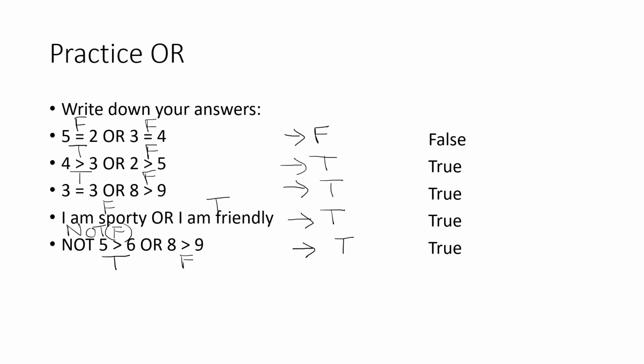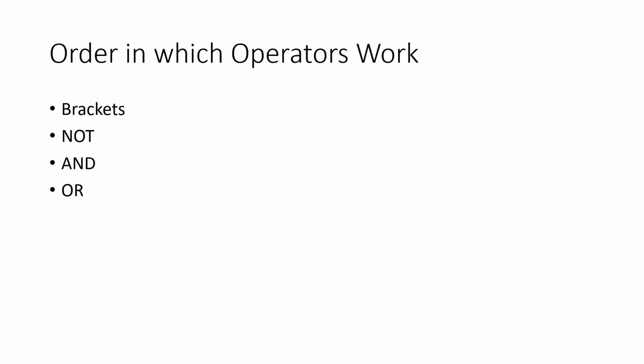And let's carry on. Here is the order in which operators work. You know that in arithmetic you've got your BODMAS. That's how you remember the order of operations. Here you've just got to remember it goes to brackets. Brackets always get done first. Then if you've got a not anywhere, that gets done. Then the and, then the or.